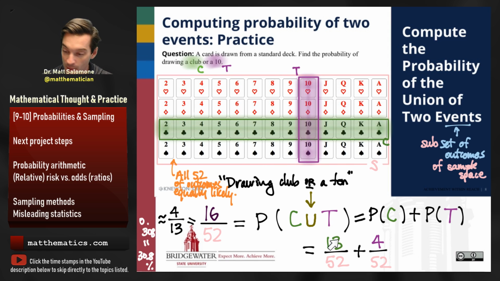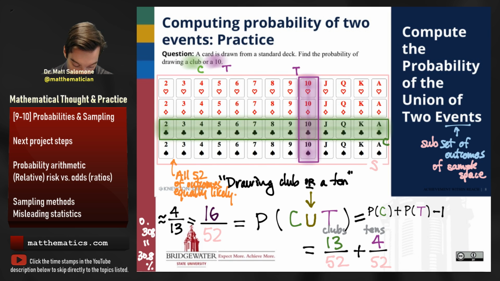Right. But now maybe you're seeing what's happening. If I add the 13 cards from this set together with the 4 cards from that set, there are cards that are getting counted more than once. In particular, there's actually just one card in this example that's getting counted more than once, the 10 of clubs. So if I just want to keep a running narrative of what I'm doing here, I'm adding together all of my clubs, I'm adding together all of my tens, but I'm counting that 10 of clubs more than once, and I need to fix that. And the way I fix that is by subtracting that one card away to take it from being double counted down to being single counted instead.